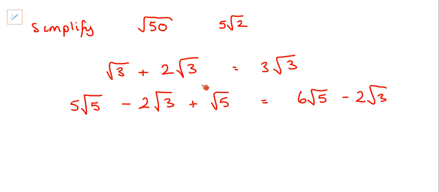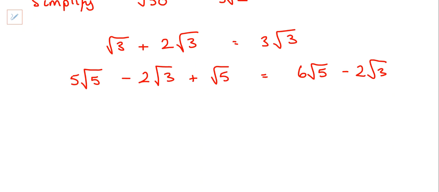Imagine the square root of 5 is x, and the different one is y. This would be 5x minus 2y plus an x. The 5's are x's, the different one is y.